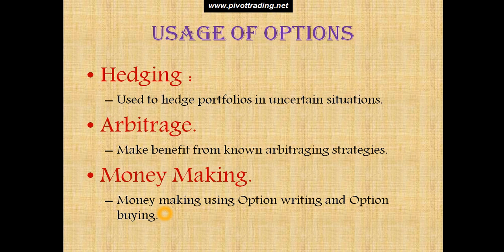Okay, now why has options been introduced into the market? Why has this particular contract, or this product of financial instrument, been introduced into the financial industry? So here are three important reasons why options are being used in the market. The first important use is hedging.